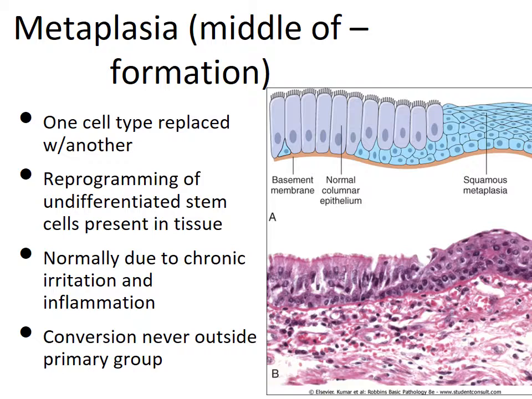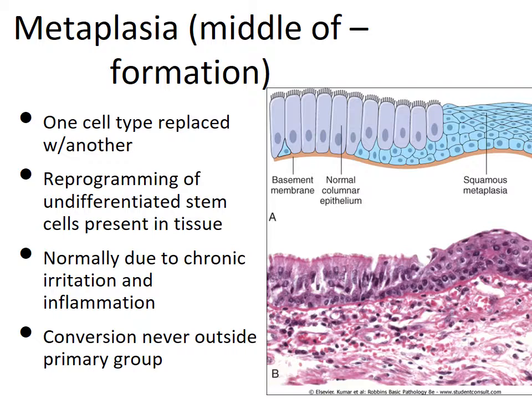And these are in response usually to things like chronic irritation and inflammation. So the idea is you would substitute the new type of cell in the place of the old type of cell to better weather or handle and survive the stress. Until the stress is no longer there, hopefully. So the conversion of these cell types never changes the type of tissue it is, it just changes the type of cells produced by that tissue, for example.